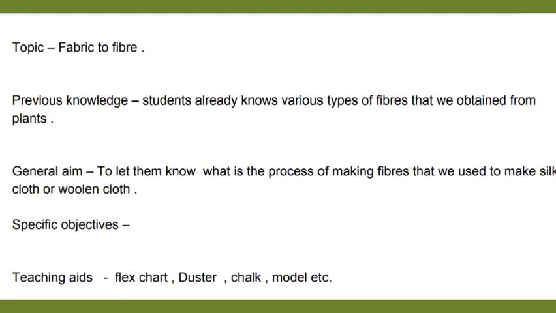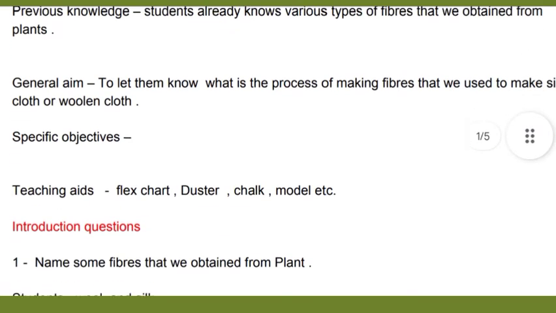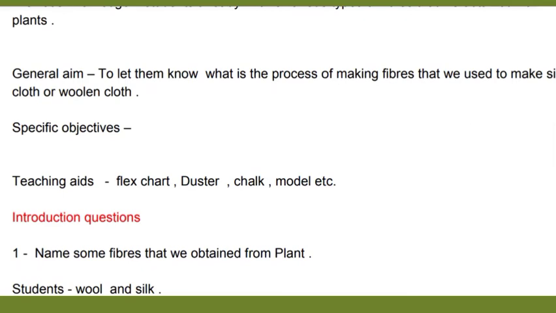General aim: to let them know the process of making fiber that we use to make silk cloth or woolen cloth. So our aim means what we want to teach them. We want to tell them the process of making fibers that we wear, like cloth or woolen cloth. Specific objective: you have to write the same thing, like to enable the students to understand the process of making fibers and to tell them about different types of fibers.